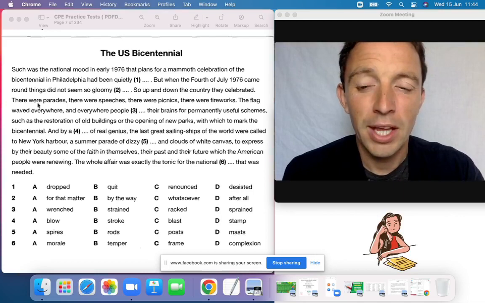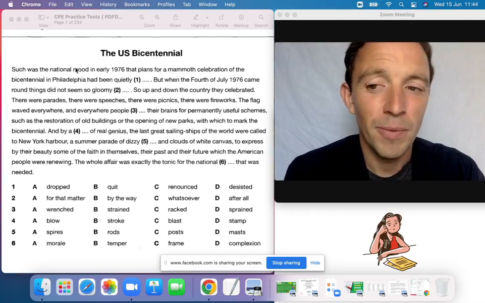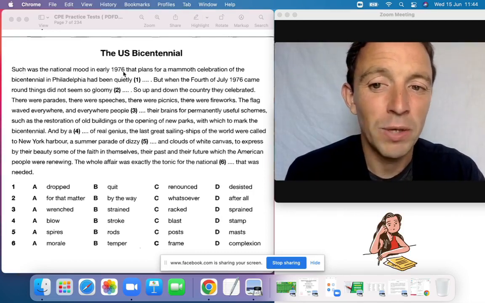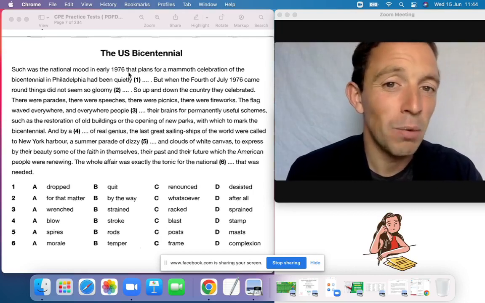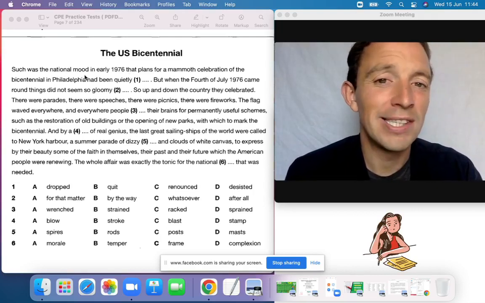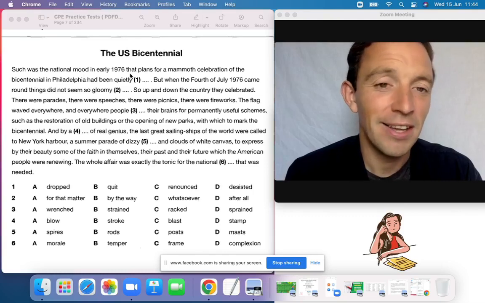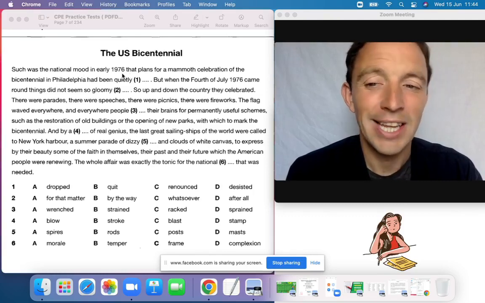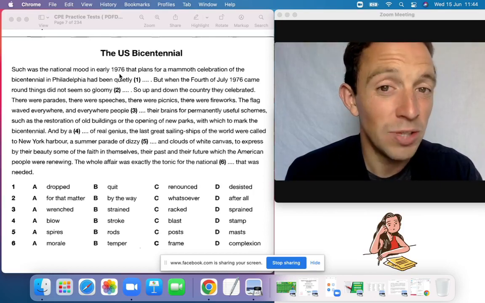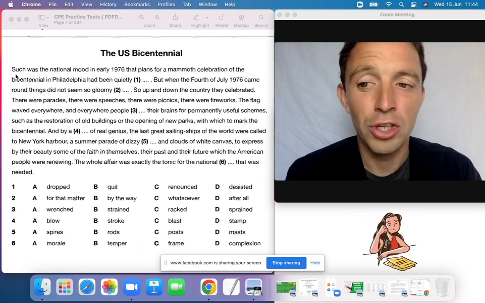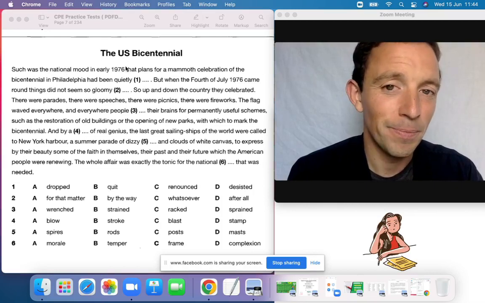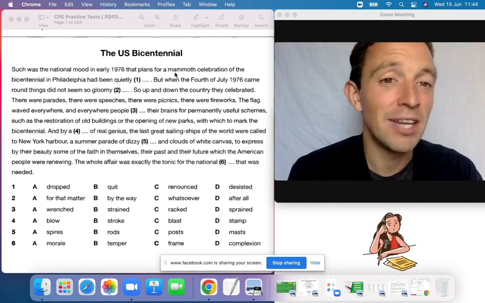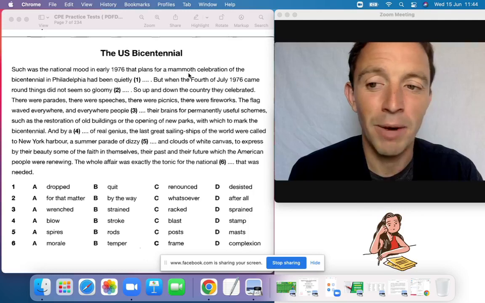So, "such was the mood" is typically connected with the word "that." Such was the weather that I went to the beach. Such was the temperature that I needed to wear a coat. That's a very important structure, very difficult to teach you now, but that's the structure. Such was the weather, such was the day, that. Okay, mammoth means enormous, gigantic, very big celebration.